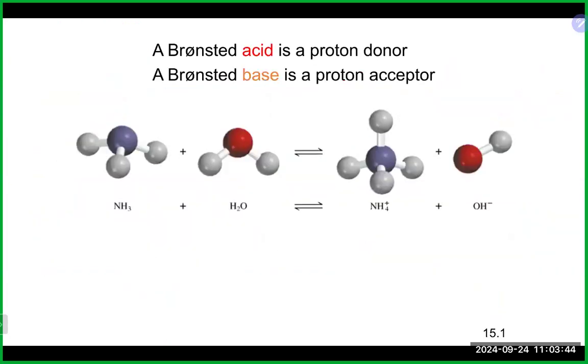Now, a more general definition of an acid and a base is the Bronsted-Lowry definition. The Bronsted-Lowry definition of an acid is a proton donor. A proton donor, again, is an H+, and a Bronsted-Lowry base is a proton acceptor, so something that will accept an H+. It's really important to understand that it is not just a hydrogen being exchanged, but also the plus part of it, because that affects the overall charge.